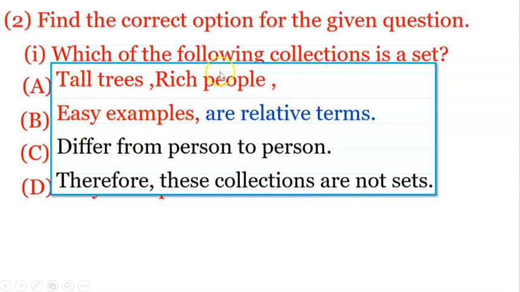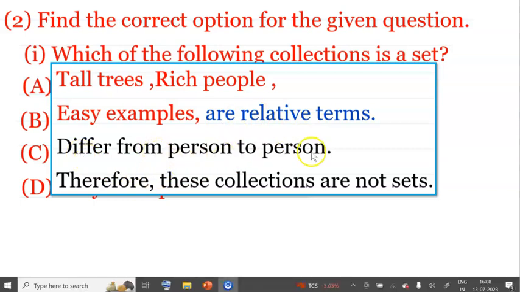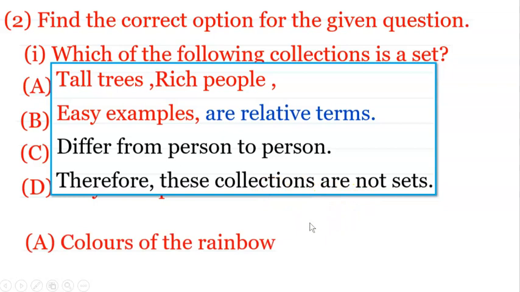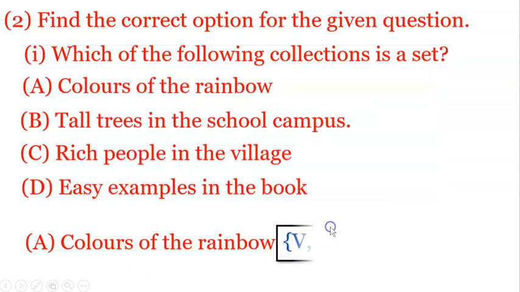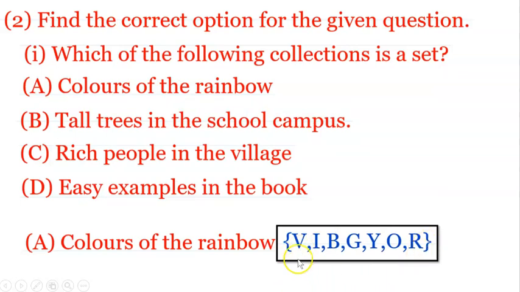Therefore, tall trees, rich people, easy examples are relative terms, meaning they differ from person to person, and hence these collections are not sets. And then what will be the set? That is the colors of a rainbow. This is a set. It is fixed and we know the colors. Therefore, which of the following collections is a set? The colors of rainbow is a set. B, C, D are not sets.